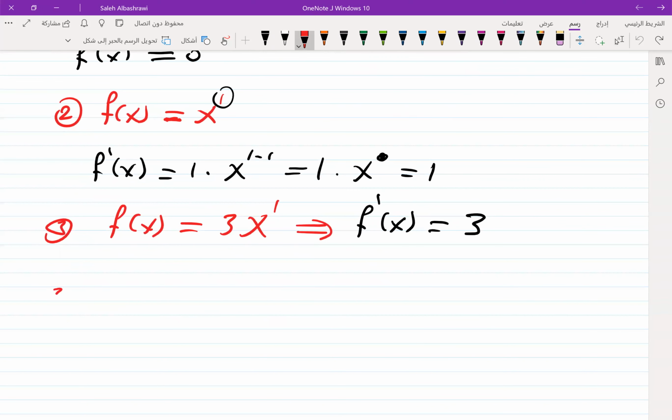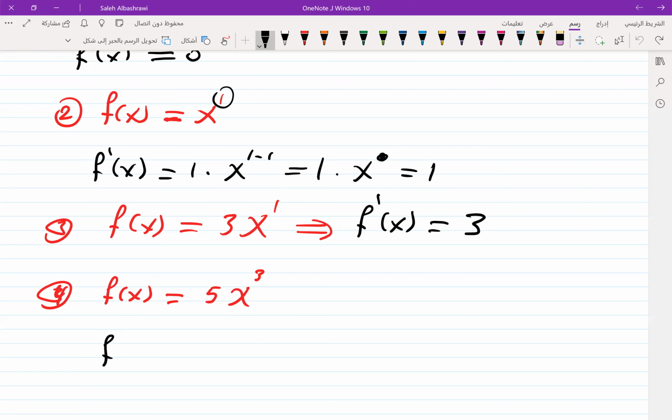Number 3 or number 4. f of x equal to 5x to the power 3. For the derivative of this one, I can apply the two rules, the constant multiple and the power rule.